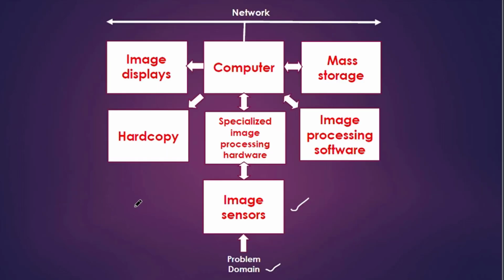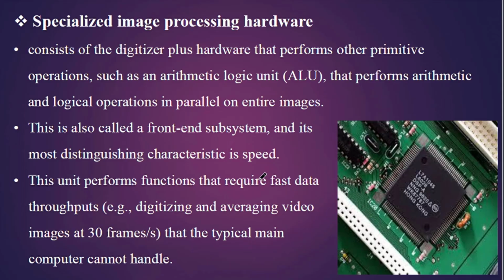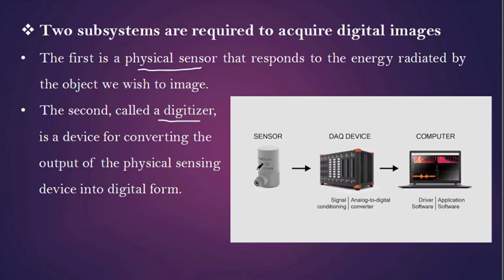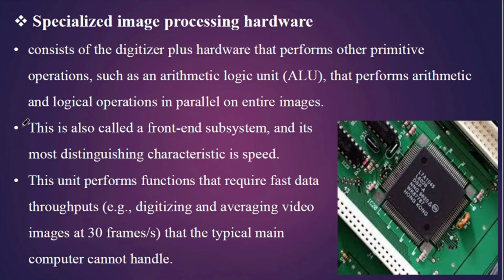The next block is specialized image processing hardware. This specialized image processing hardware mainly consists of the digitizer, which will convert the data sensed by the physical sensor into digital form. Along with that, it has an arithmetic logic unit that performs arithmetic and logical operations in parallel on entire images. It is also called a front-end subsystem, and its most distinguished characteristic is speed.